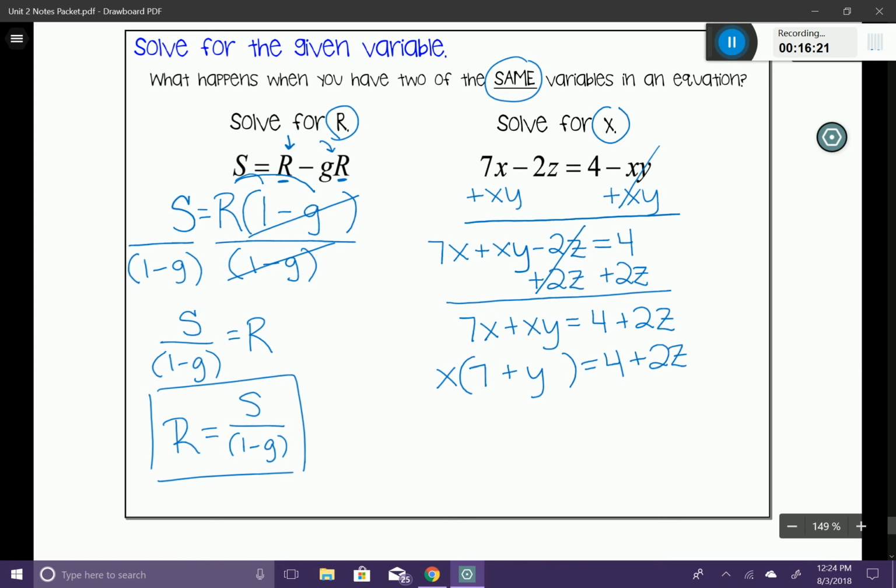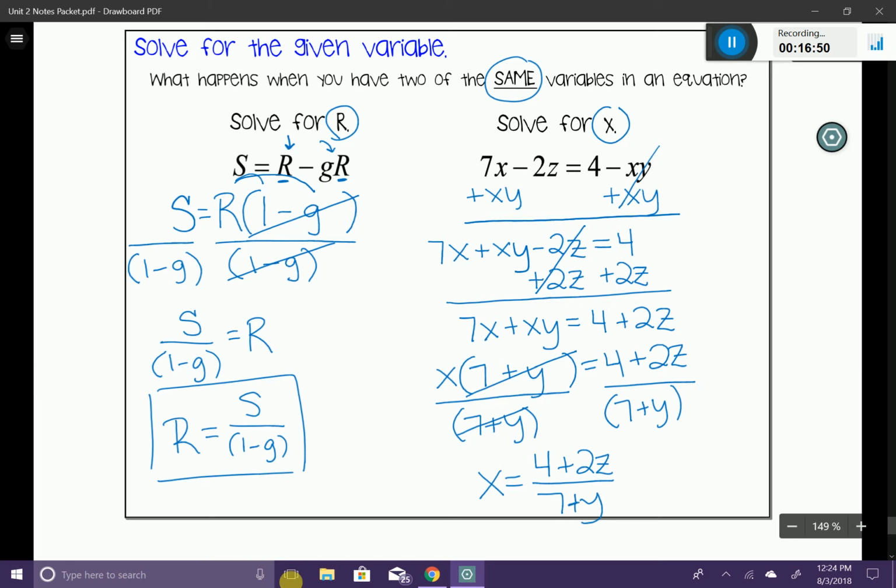Now, let's solve for x. I'm going to divide both sides by that quantity, just like that last example that we did. A quantity you can always just put together as a chunk. So 7 plus y and 7 plus y are going to eliminate, and I'm left with x equals 4 plus 2z over the quantity 7 plus y. And I am done.